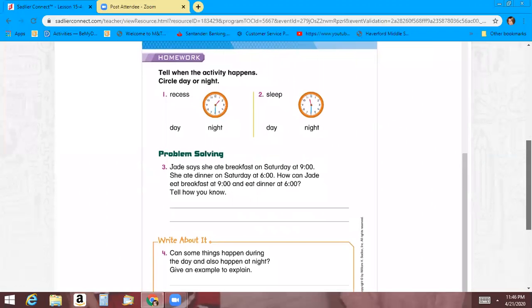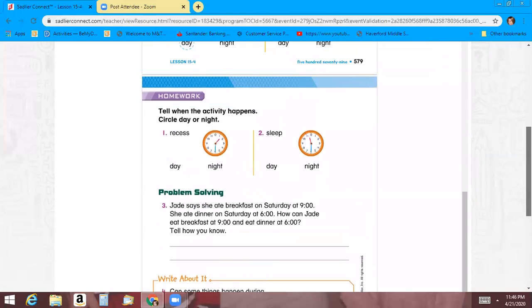It's the last page you're going to work on today. For number 1 and 2, you're going to be looking at the analog clock. You're going to decide if the activity they're showing is happening during the day or during the night. And then answer number 3 and 4. And then you have finished your math lesson for today.